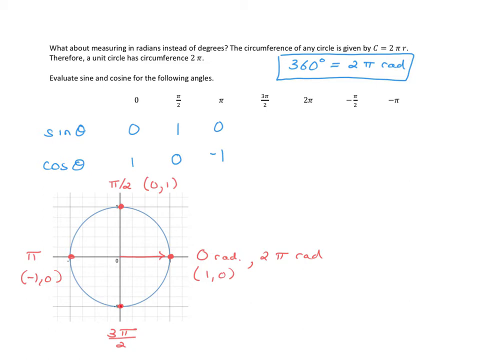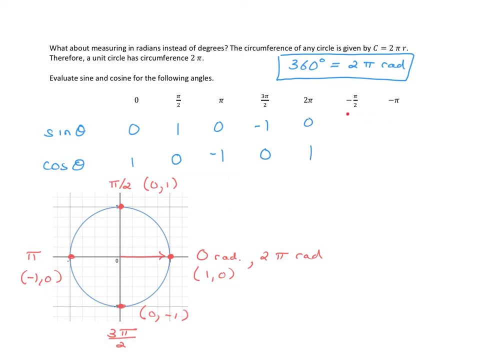If we go to 3 pi over 2, this one here has an x-coordinate of 0 and a y-coordinate of -1. Therefore, sine of 3 pi over 2 is -1, and cosine of 3 pi over 2 is 0. And then once you get back to 2 pi, you've gone a full rotation, so we get the same values again. Sine of 2 pi is 0, and cosine of 2 pi is 1.